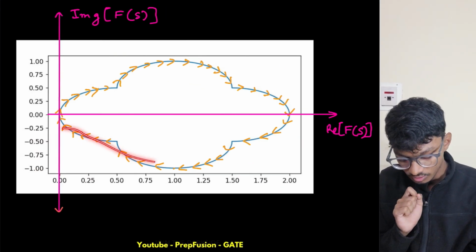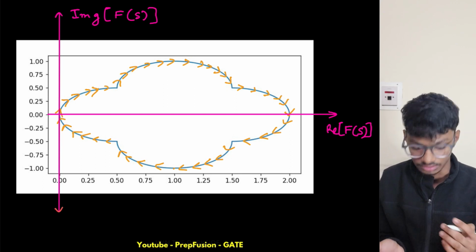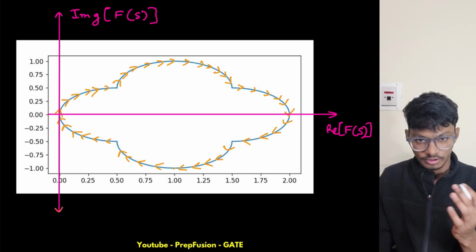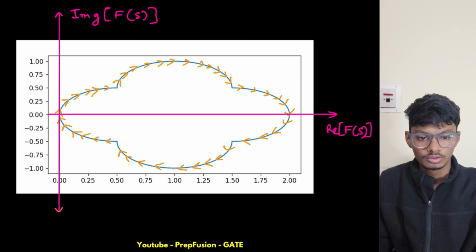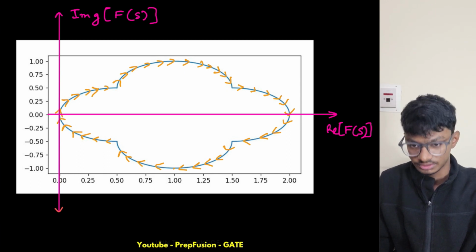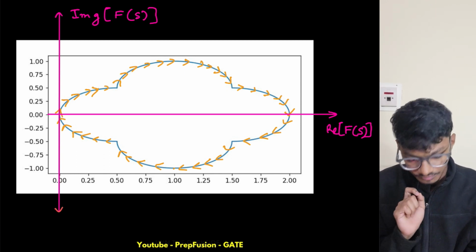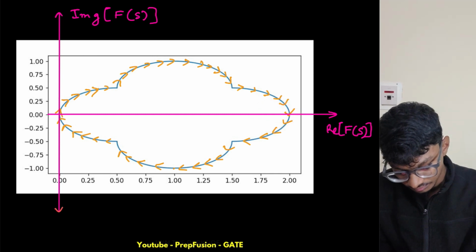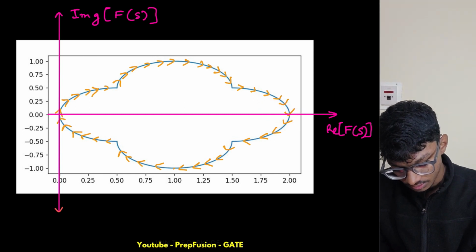So my mapped contour will look something like this. Obviously I plotted this in Python. You don't have to do this exactly, but what you can do is just mark the threshold points. So here I'm starting from here. This is the s equals 1 point.